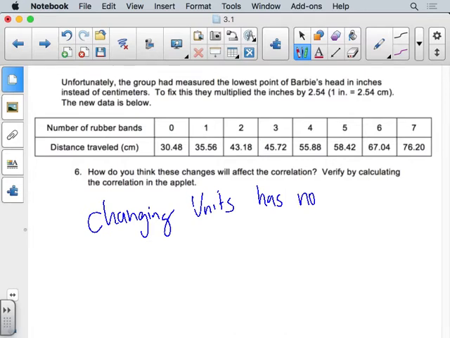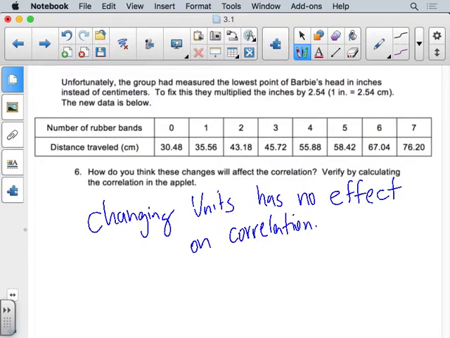has no effect. I didn't even say that on my key. Effect? Whatever. I'm not a math teacher. I am a math teacher. I'm no English teacher. I don't like English. Okay. Changing units has no effect on correlation.